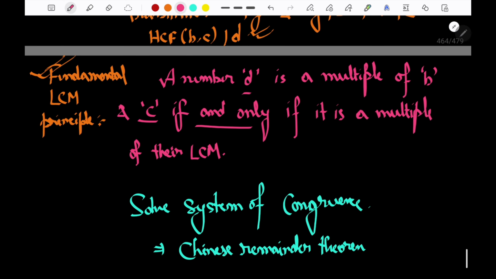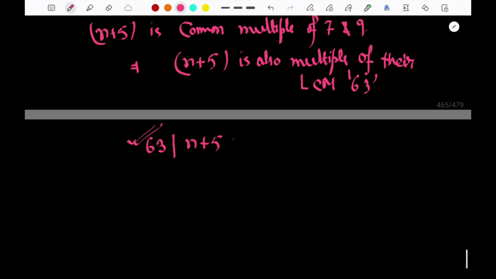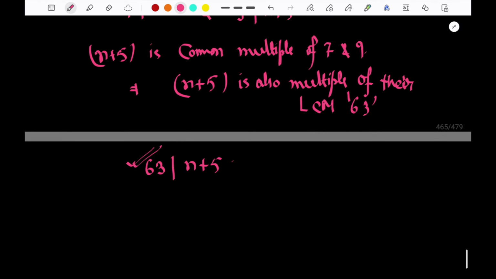What was written? A number D is a multiple of B and C if and only if it is a multiple of their LCM. So since n plus 5 was a multiple of 7 and 9 both, n plus 5 must be a multiple of their LCM also, that is 63. So we can say that 63 divides n plus 5. Superb.